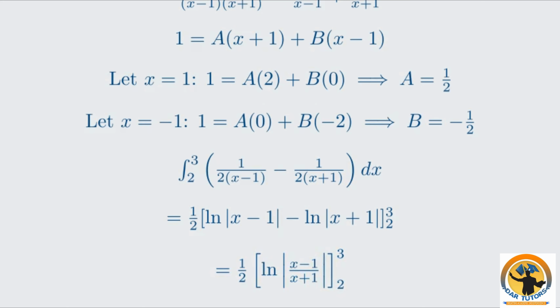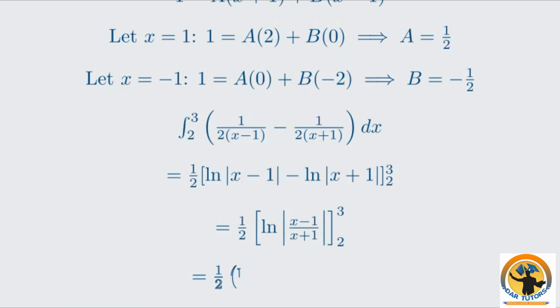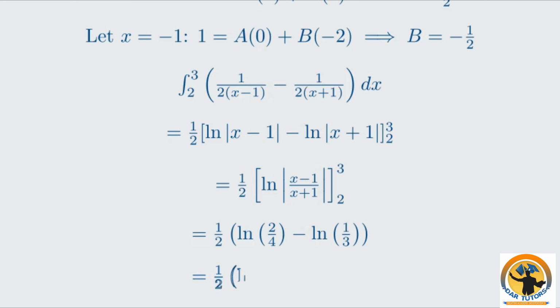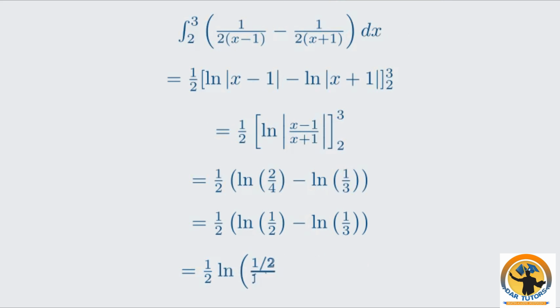Now evaluate at the limits. Substituting 3 and 2, we get 1/2 times the quantity ln of 2 over 4 minus ln of 1 over 3. This simplifies to 1/2 times ln of 1/2 minus ln of 1/3. Using logarithm properties, this is 1/2 ln of 3/2.